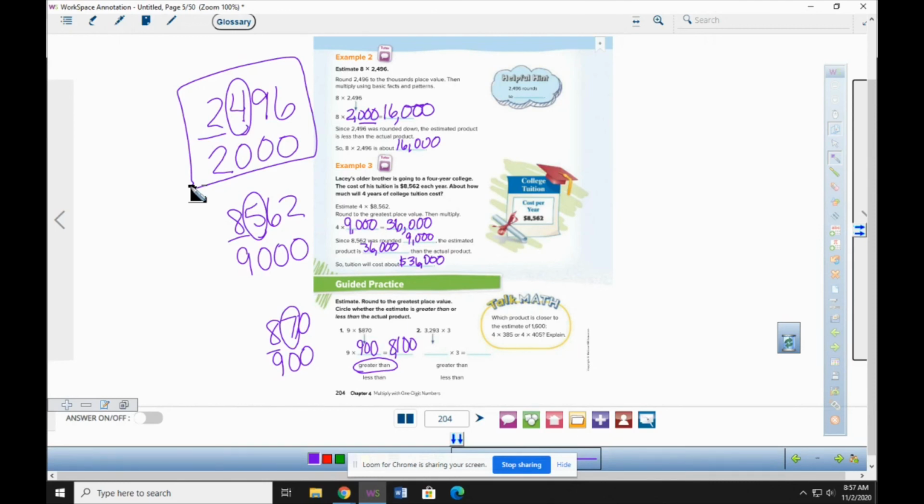If you need extra practice, go to the independent questions on the next page in your math book. Otherwise, go to your homework and show me what you know.